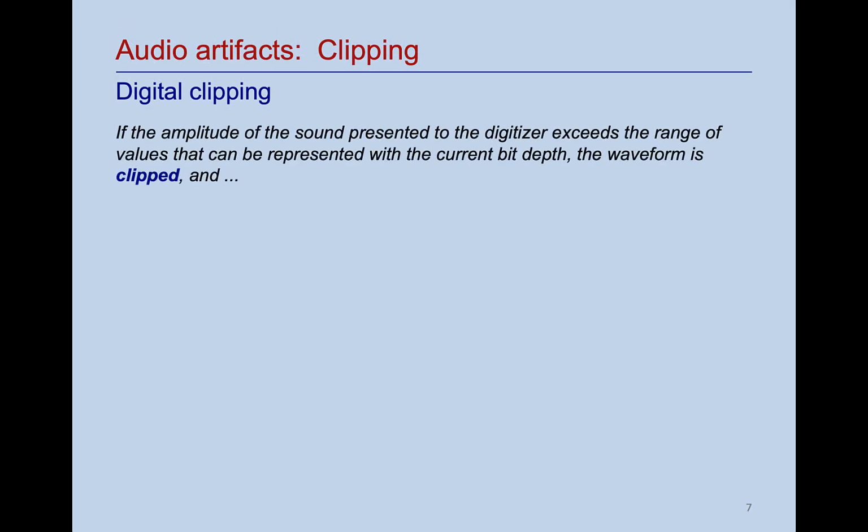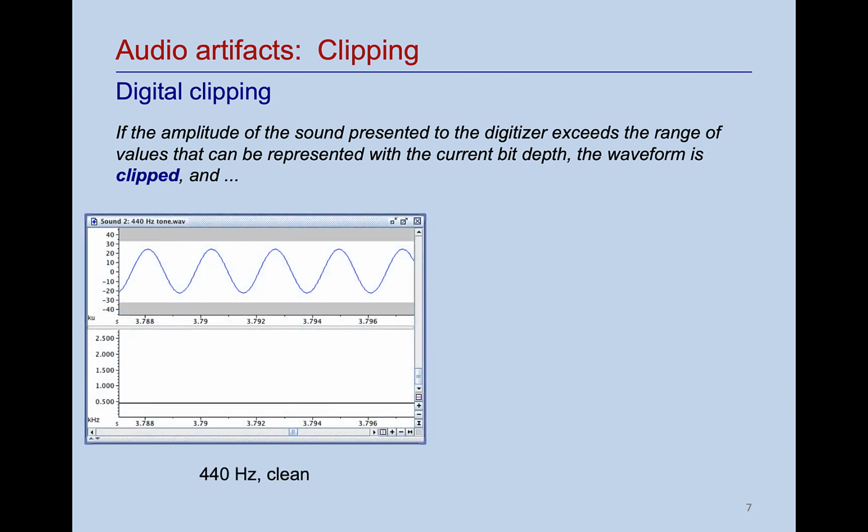So, digital clipping occurs when the amplitude of the input signal to the digitizer exceeds the digitizer's range of acceptable values. In that case, we say that the waveform is clipped. Let's take a look now at what a normal unclipped signal and a clipped version of the same signal look like in Raven, and also what they sound like.